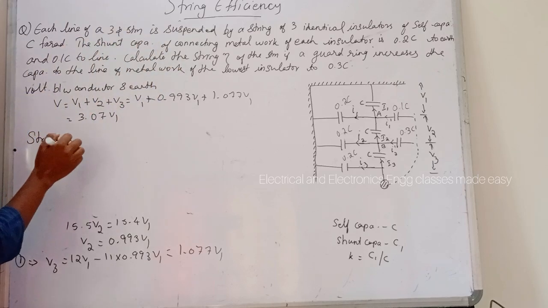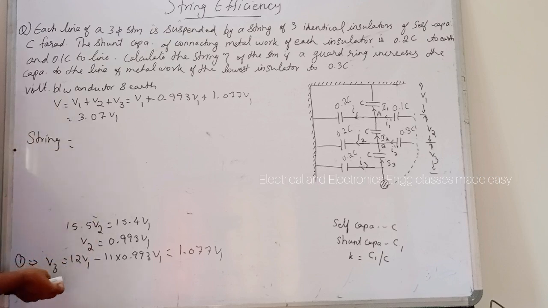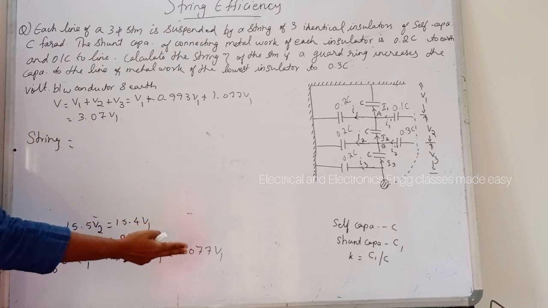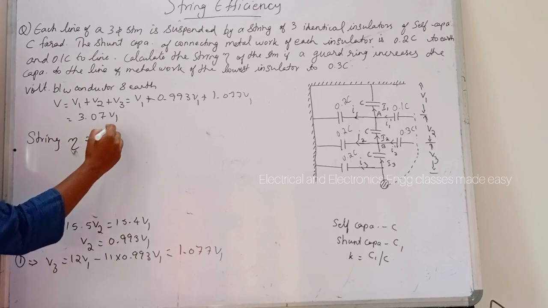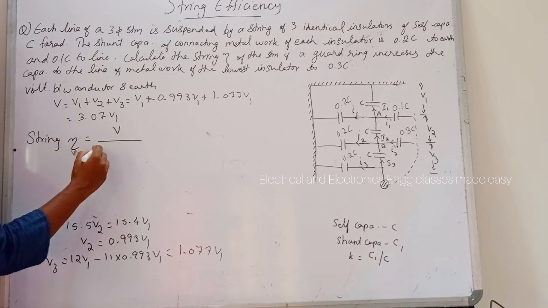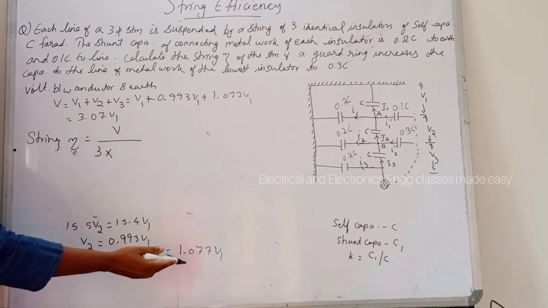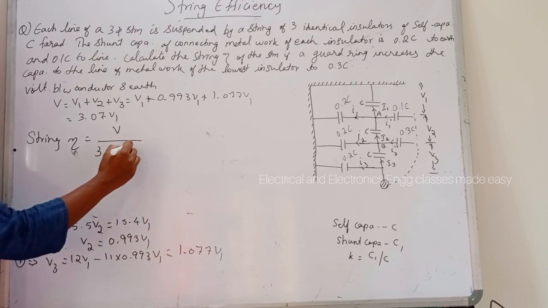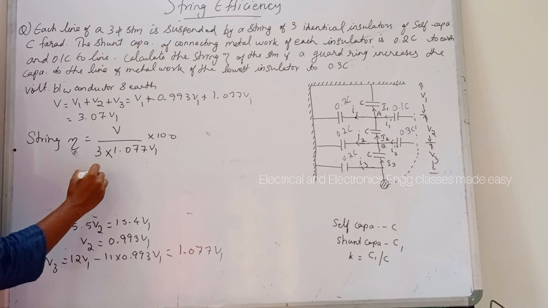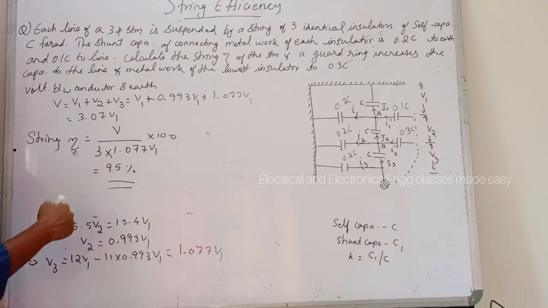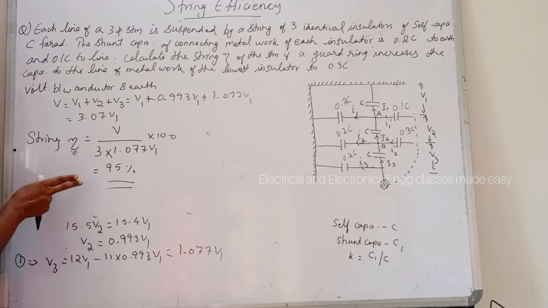So for that we need only the total voltage V and V3. Both are in terms of V1. So we can find the string efficiency is equal to total voltage divided by number of discs into V3. V3 is 1.077 V1, into 100. So we will get it as 95%. So string efficiency is equal to 95%.